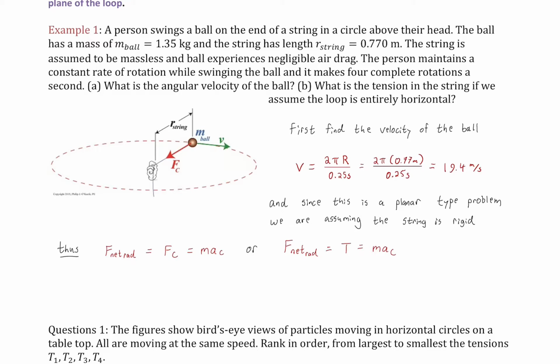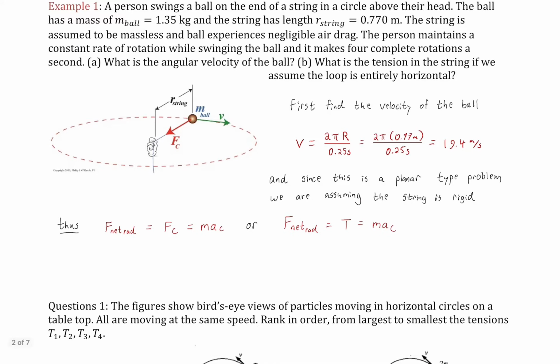Carrying on. Since this is a planar type problem, we are assuming the string is rigid. It's definitely an unusual assumption. There should be a little bit of a tilt because of gravity, so instead of being perfectly planar, it should be going down a little bit. That would significantly complicate the problem, so here we're ignoring it, but we will do a problem like that in just a moment.